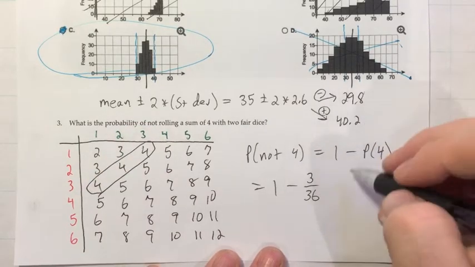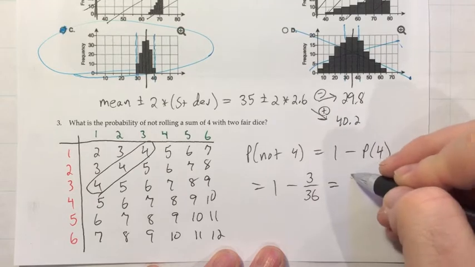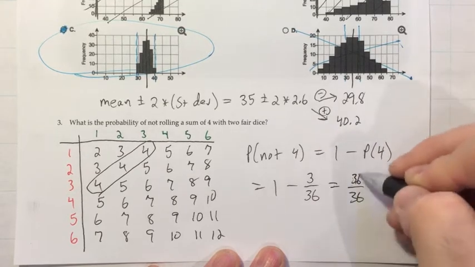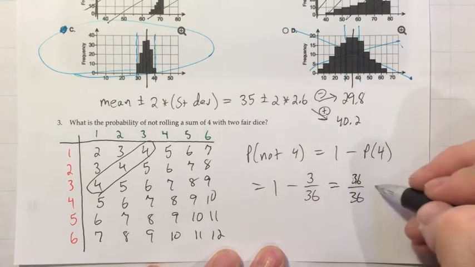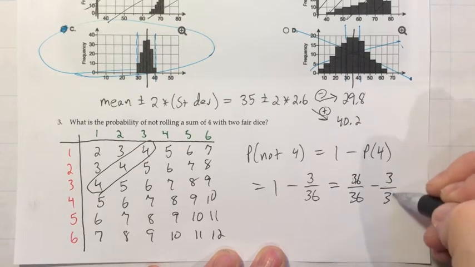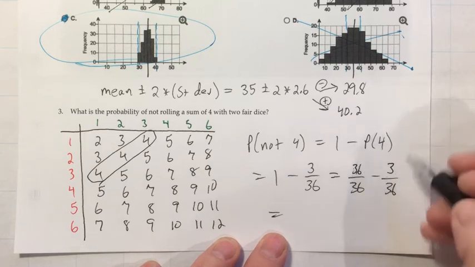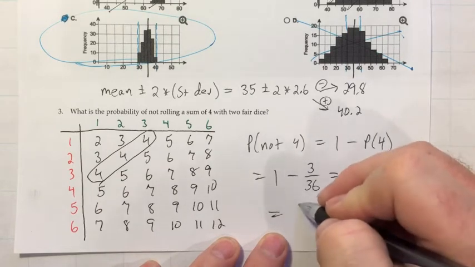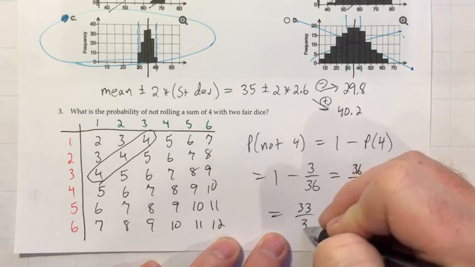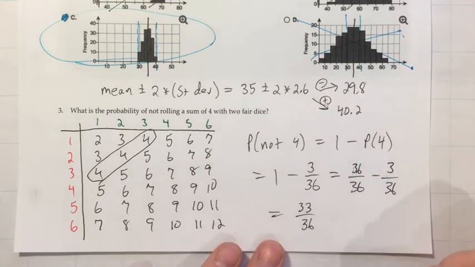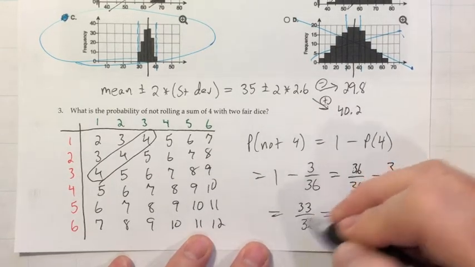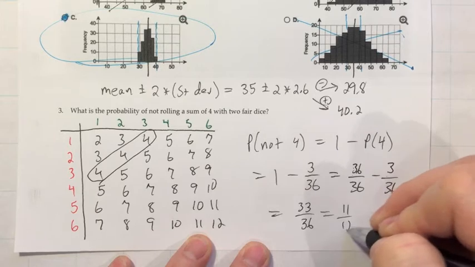We can go ahead and get a common denominator for the 1. That would be 36 over 36, which is still 1, but has a common denominator with the other piece. And then that is equal to, let's see, 36 minus 3 is 33/36. If this is on MyMathLab, they might ask you to reduce it. You could cancel a 3 top and bottom and get 11/12.